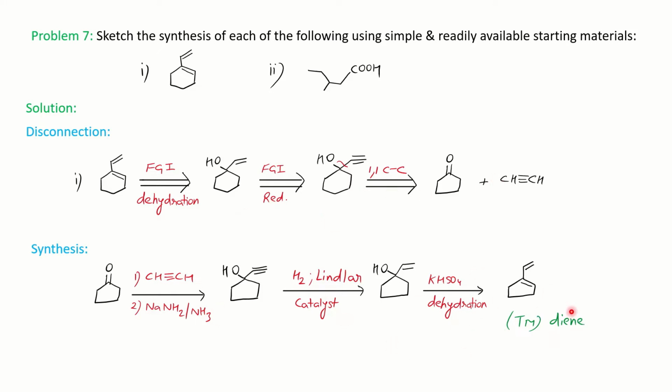Notice I have written a 5-membered ring here. The same approach applies, because the target molecule is given as a 6-membered ring. So you just write it down for a 6-membered ring. This has to be a 6-membered ring.